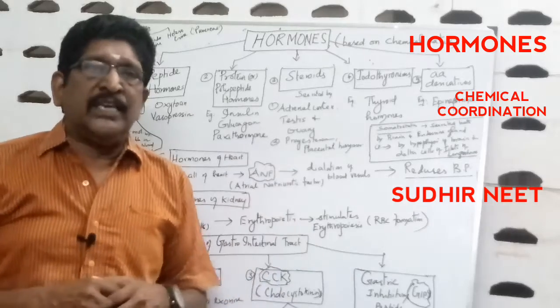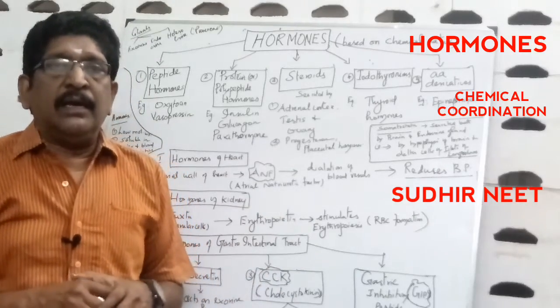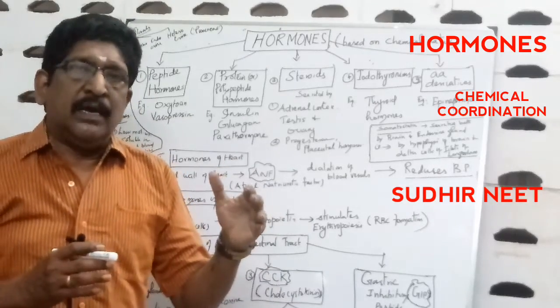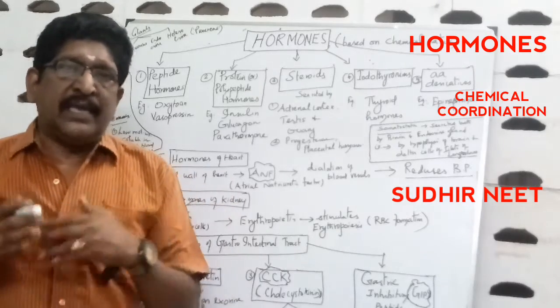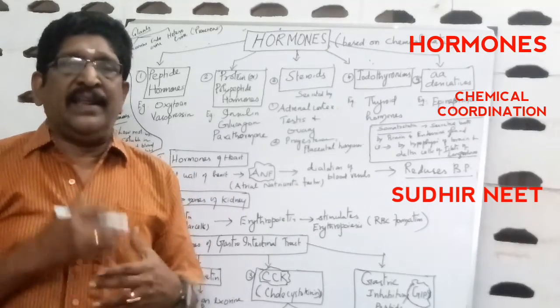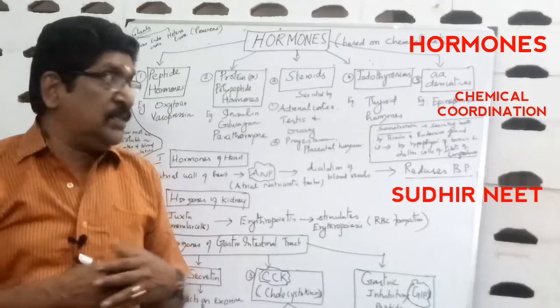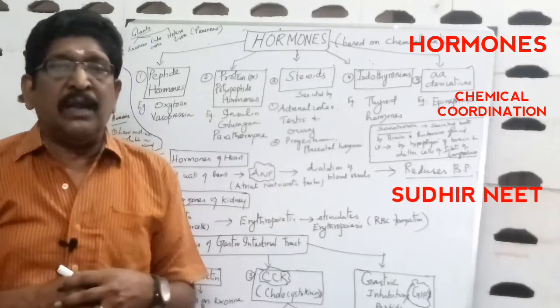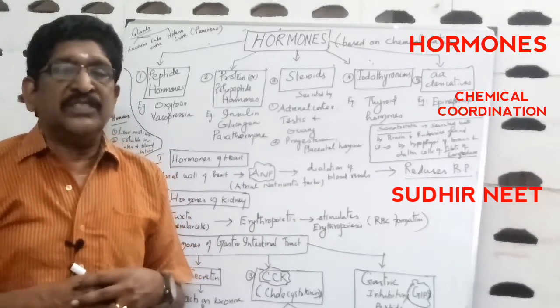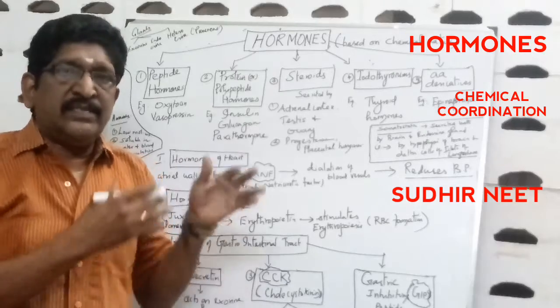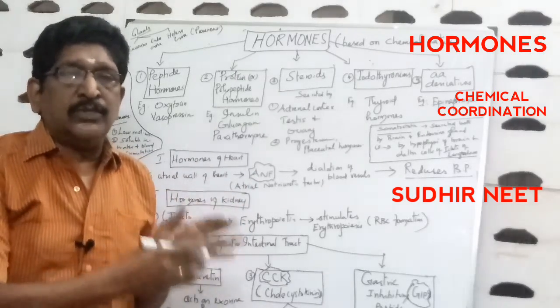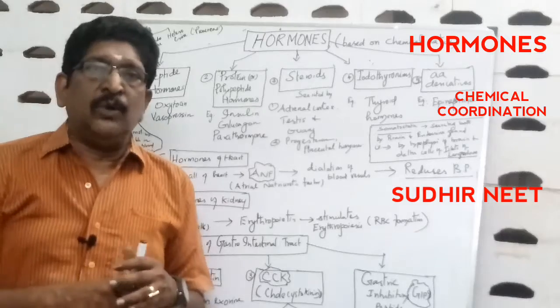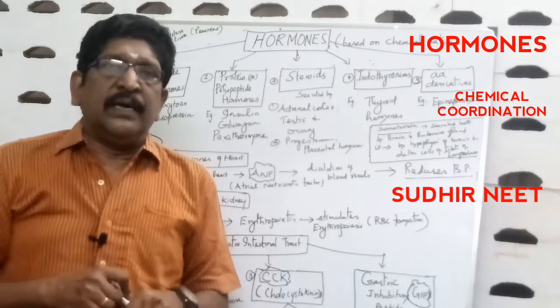This chemical coordination is controlled by the neural system. So this neural system and chemical coordination are interlinked. So it is called the neurochemical coordination system. This neurochemical coordination system secretes hormones. This is very important. You must know hormones.